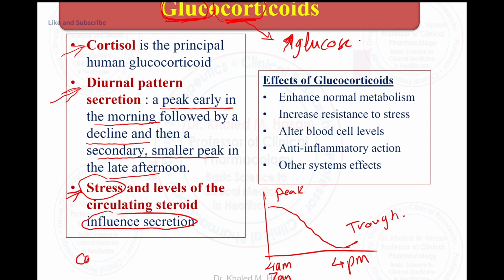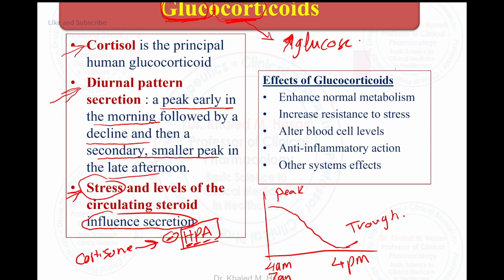So if you prescribe cortisone to your patient, this will inhibit the HPA axis, the hypothalamus pituitary adrenal axis. This will be inhibited.